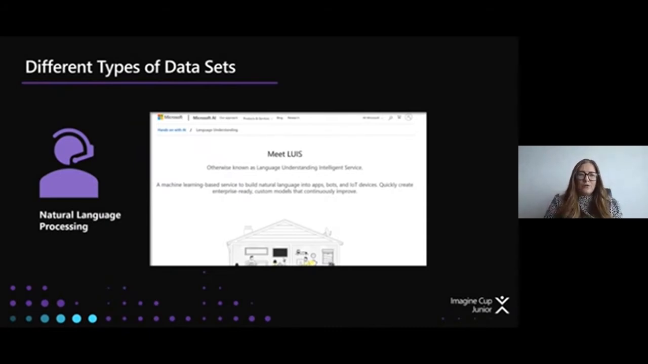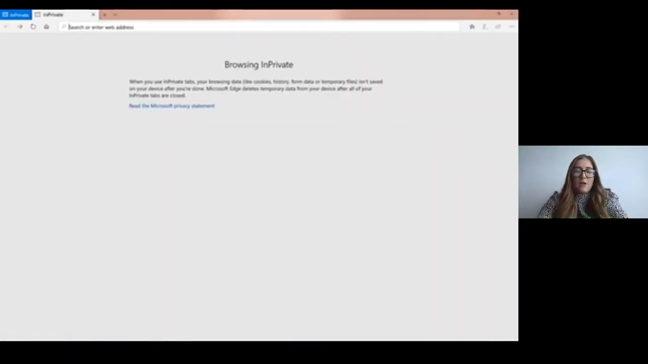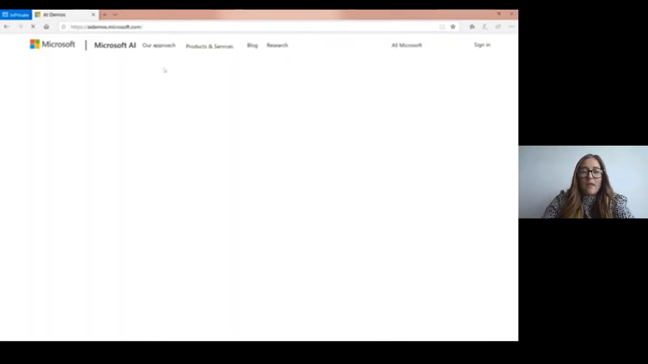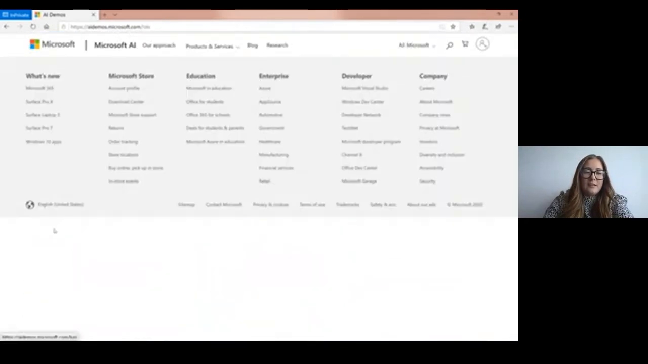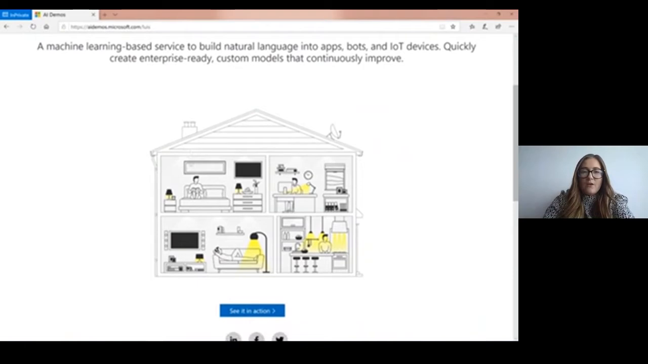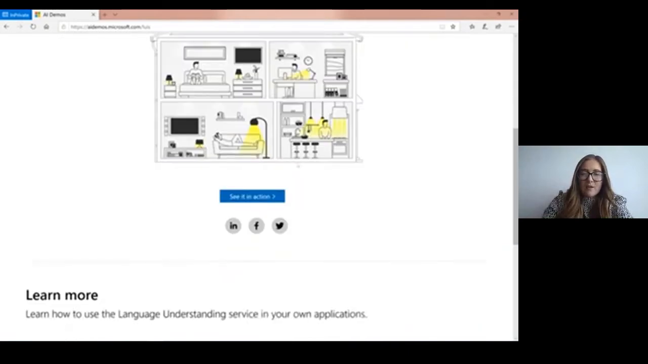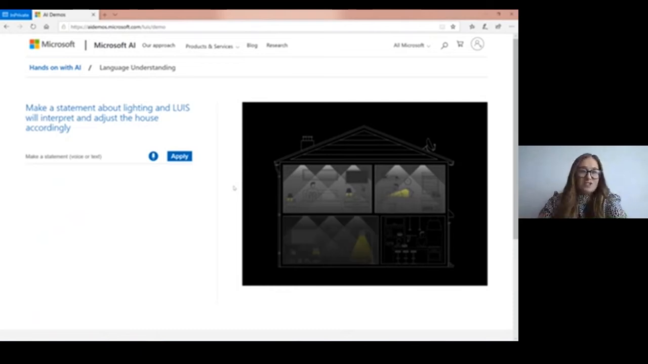So I'm going to use a demo now, and I'd like everyone to do it with me. I'm going to pop into my browser and type in the following link. You can follow me at home, or you can go to this link, pause me and do it yourself. We're going to go to aidemos.microsoft.com, and we are going to do language understanding. So let's try this out. It's Meet LUIS, and all LUIS stands for is Language Understanding Intelligence Service. I'm going to see it in action. Remember, pause if you want to go ahead and try this yourself before I do it.